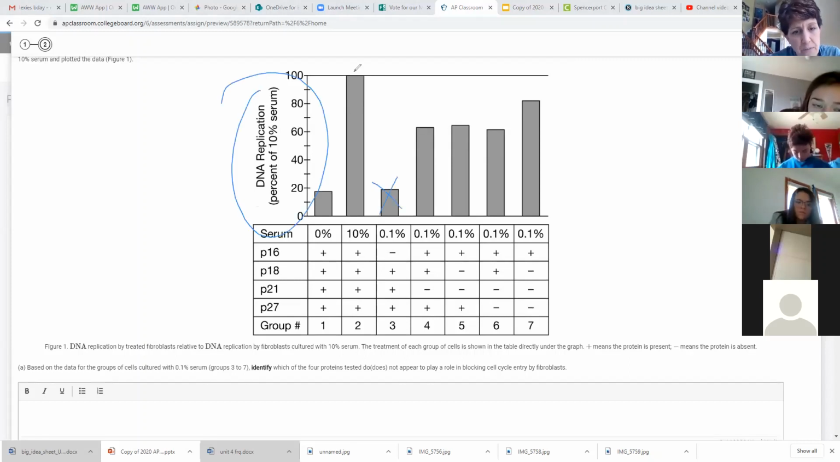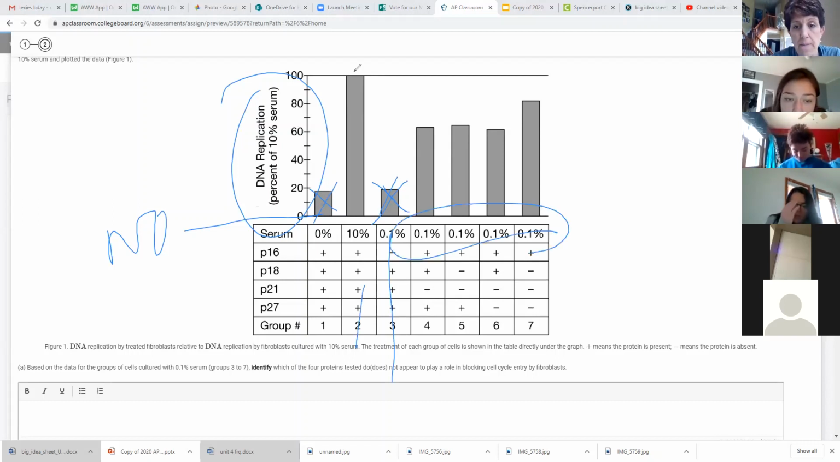So this one's not enough because I know that these ones are not working because it said if there's no serum, it doesn't work. So if this one doesn't work, then this one doesn't work. Right. Okay. Gotcha. I can't pick number 2 because they said only the ones that were 0.1. Right. I'd say all of these.